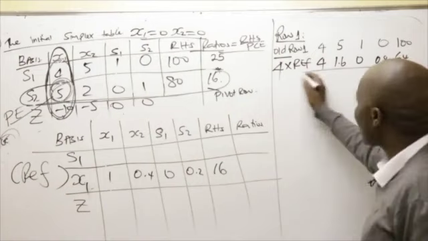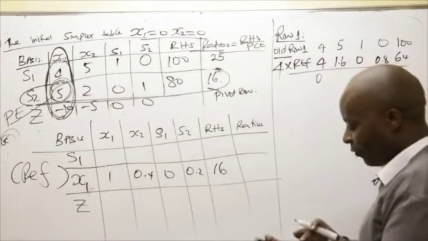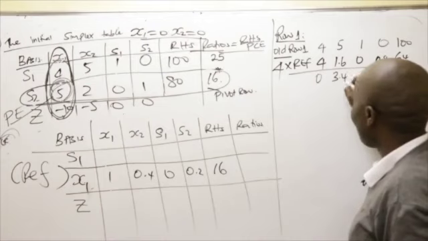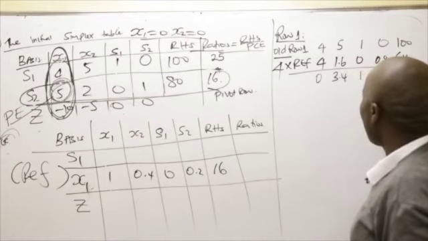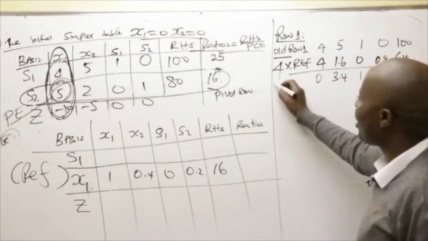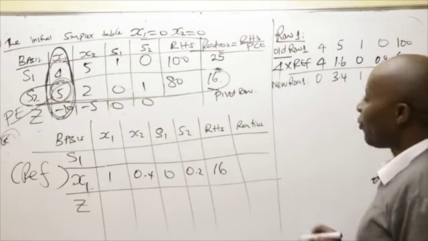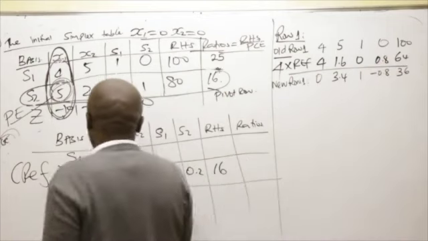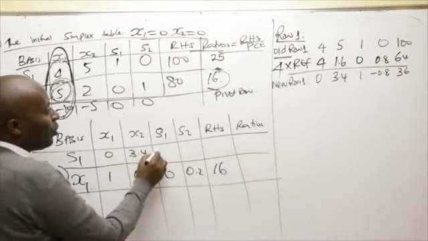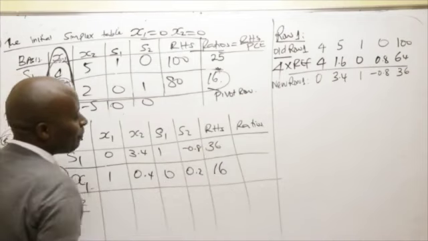So you subtract. What are we going to get here? We have 0. We have 5 minus 1.6 there, giving us 3.4. Then we have 1 here. Then I have negative 0.8. Then I have 100 minus 64, which is 36. So this becomes new row 1. For row 1, these are the figures you will bring here. We have 0, 3.4, we have 1, we have minus 0.8, then we have 36 there.